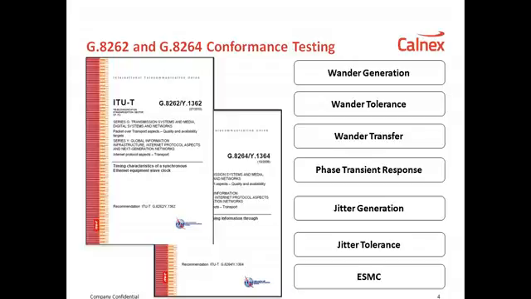So testing performance and operation and functionality of SyncE involves a series of tests specified in these standards. G.8262 talks about wander and jitter testing, and G.8264 talks about the ESMC, which is a management message for messaging, communicating and control of synchronization nodes. So both of these standards are the references, and here are the tests that you do. So how do we run these tests?